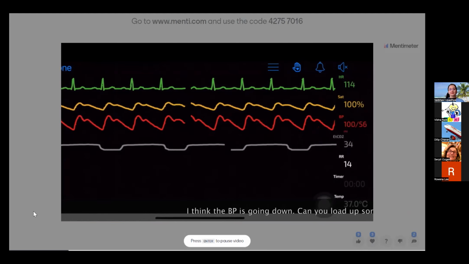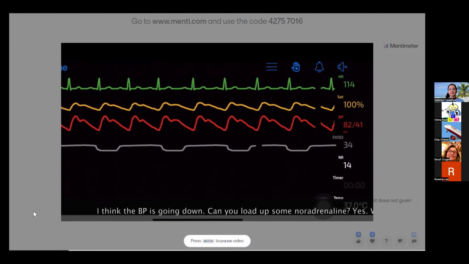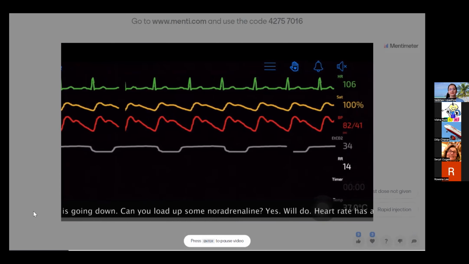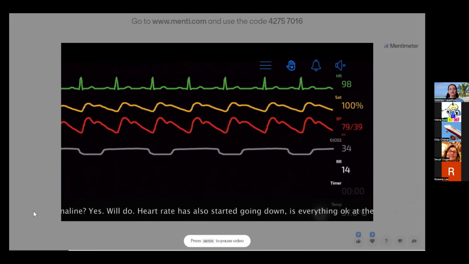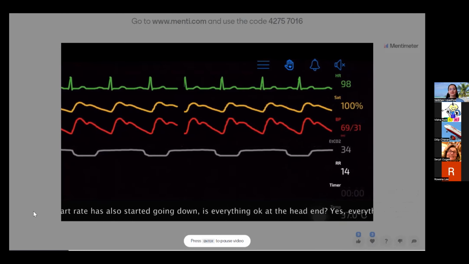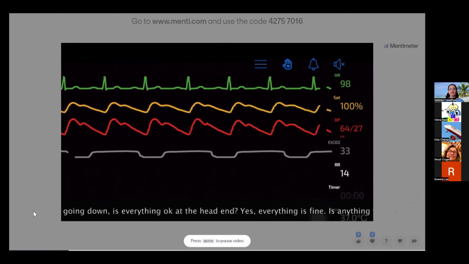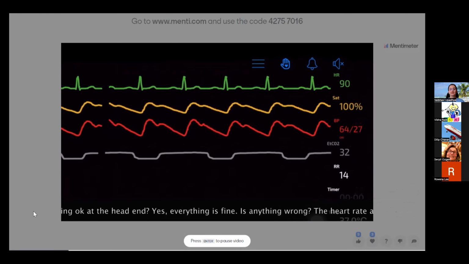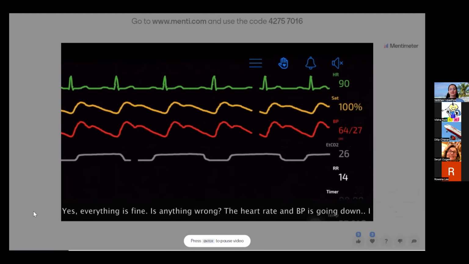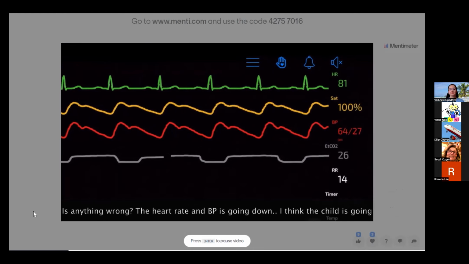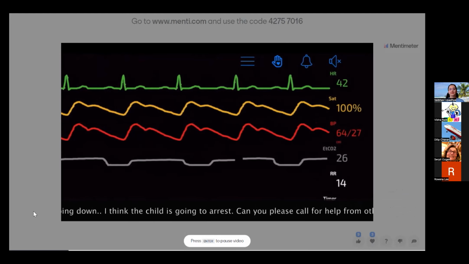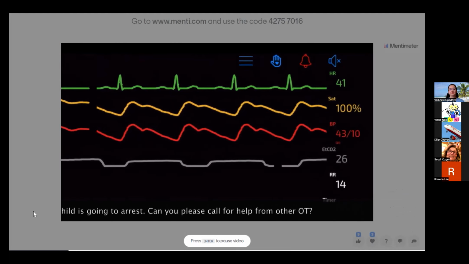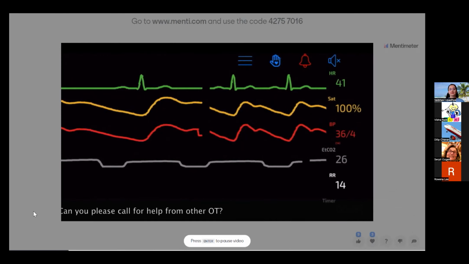I think the blood pressure is going down. Nitya, can you load up some noradrenaline? Yes, will do. The heart rate has also started going down. Is everything okay on the headache? Yes, ma'am. Everything is fine. Is anything wrong? The heart rate is going down, the blood pressure is going down. I think the child is going to arrest. Nitya, can you just call for help from the other OT?